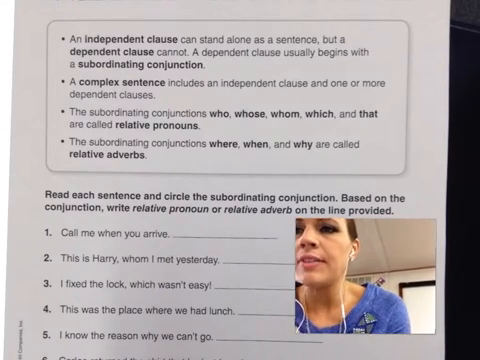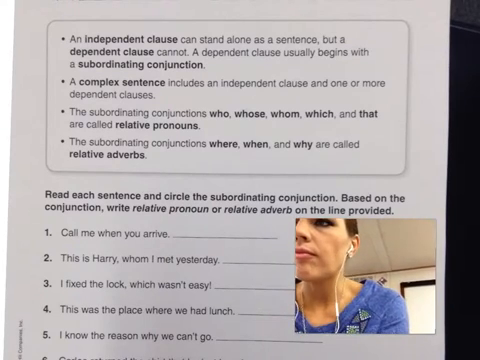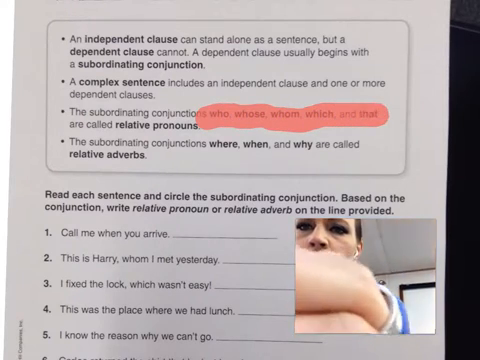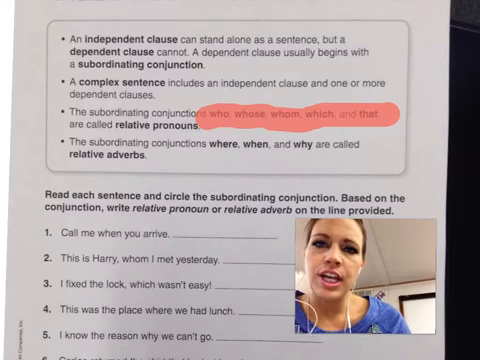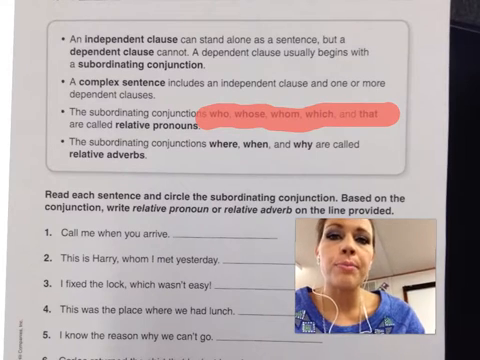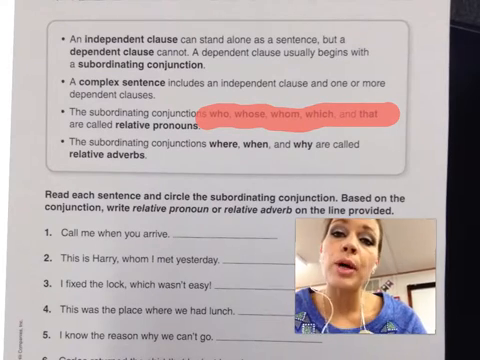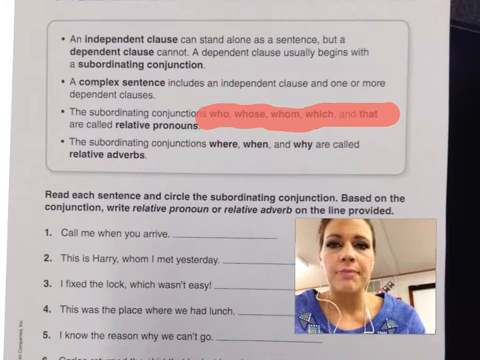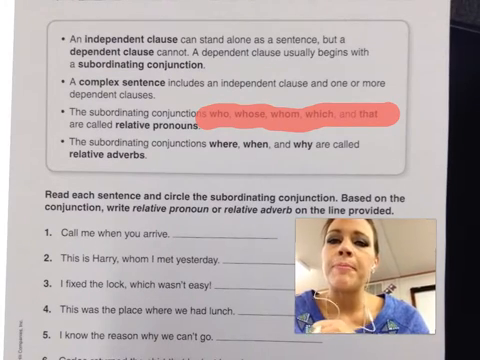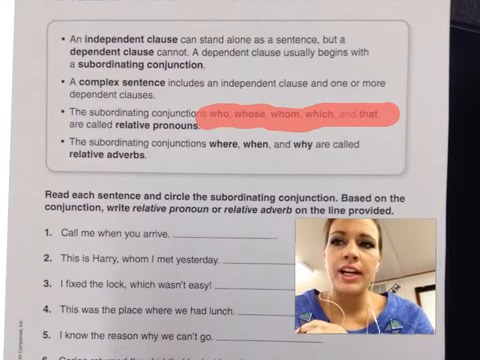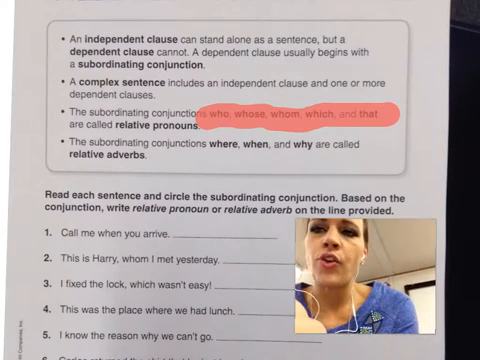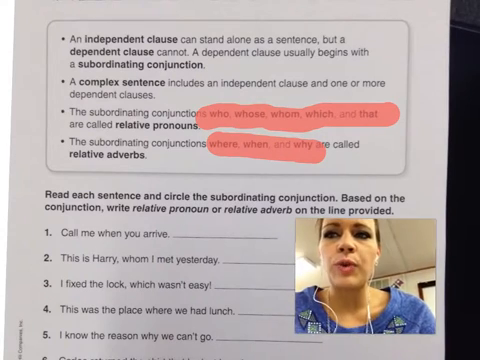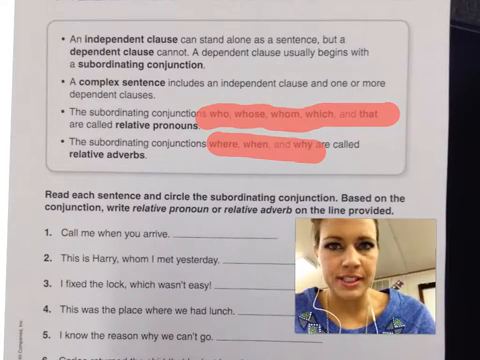When you see who, whose, whom, which, and that, those are called relative pronouns. Remember, a pronoun is a word that takes the place of a noun, okay, a person. You're also going to see some subordinating conjunctions like this: where, when, and why. Those are called relative adverbs.